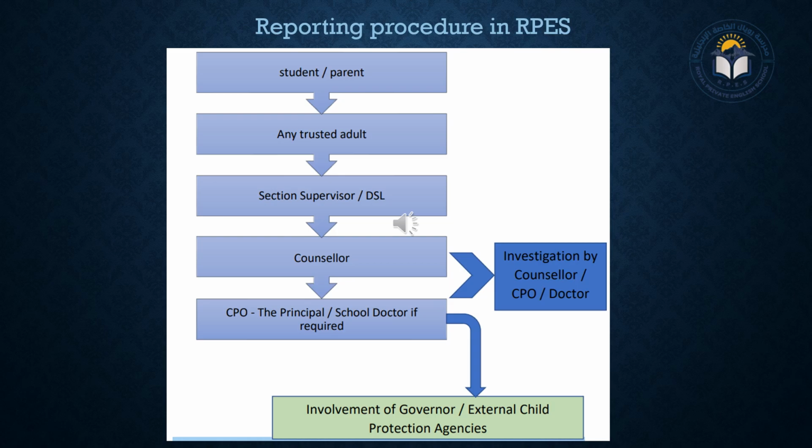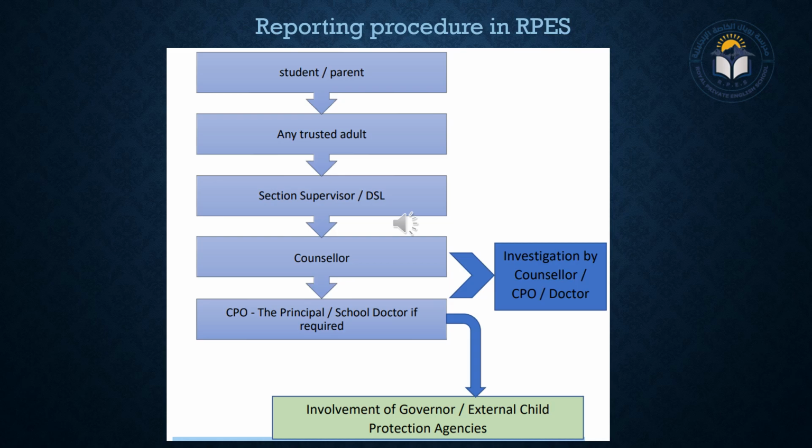Encouraging students or parents to report concerns to any trusted adults within the school community creates an open and supportive environment. The designated safeguarding lead serves as the central point for receiving and managing child protection concerns. They are trained to handle such issues and ensure the appropriate steps are taken. The DSL may involve the school counselor to provide additional support and guidance, especially if the concern involves the well-being or mental health of the student.